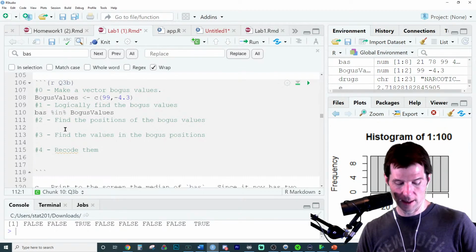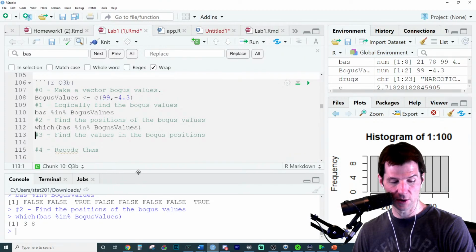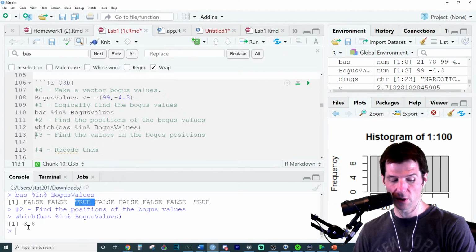So what is a code? You got it, Kiana, right there. Great job. A which will take a logical vector and take wherever the truths are and return the position of the truths. So whenever you put something inside of a which, it takes a logical, which this is just logicals.